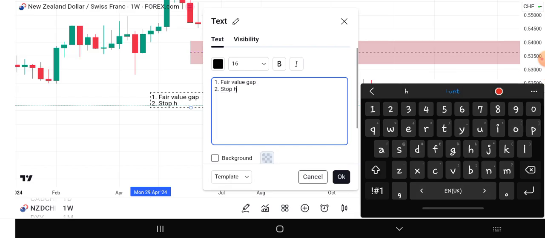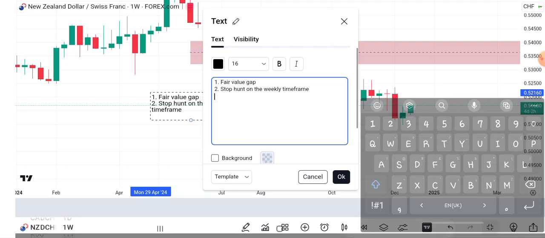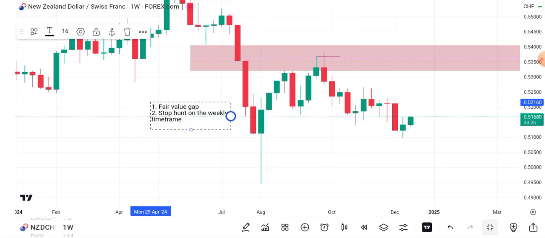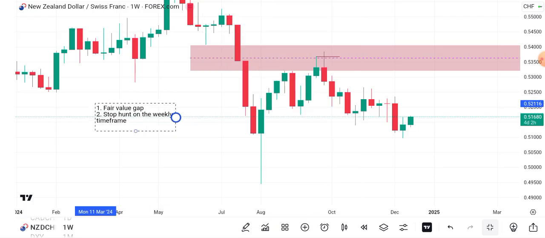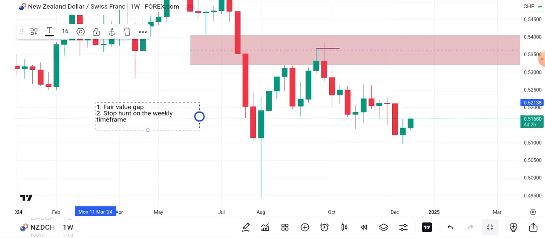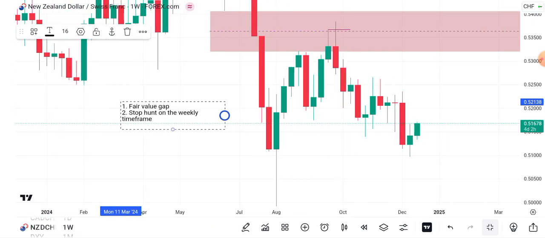Stop hunt on the weekly time frame. So, fair value gap on the monthly time frame, which price needs to balance, and then on the weekly time frame, we are seeing a stop hunt. Very important. You want to keep notes like this and try to see how this thing works.